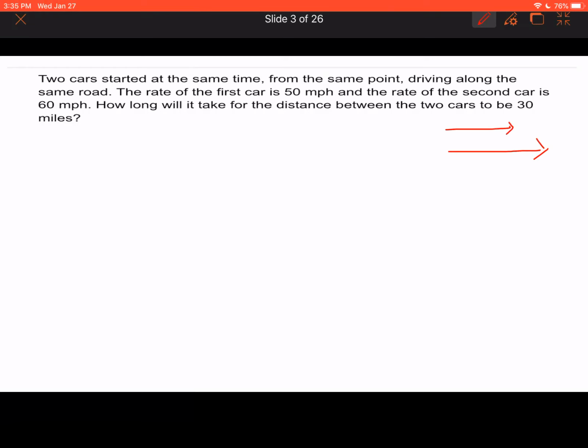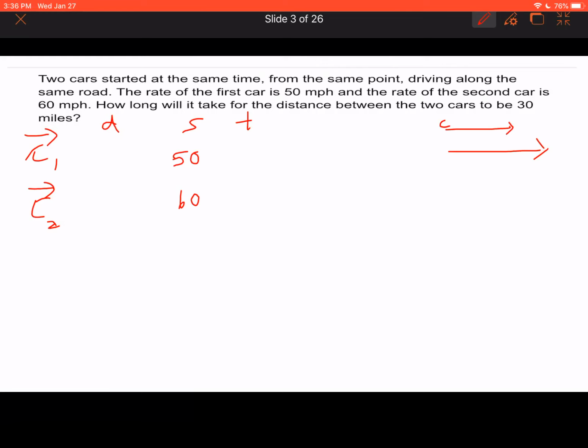Two cars started at the same time from the same point, driving along the same road. The rate of the first car is 50 miles per hour. The rate of the second car is 60 miles per hour. How long will it take for the distance between the two cars to be 30 miles?